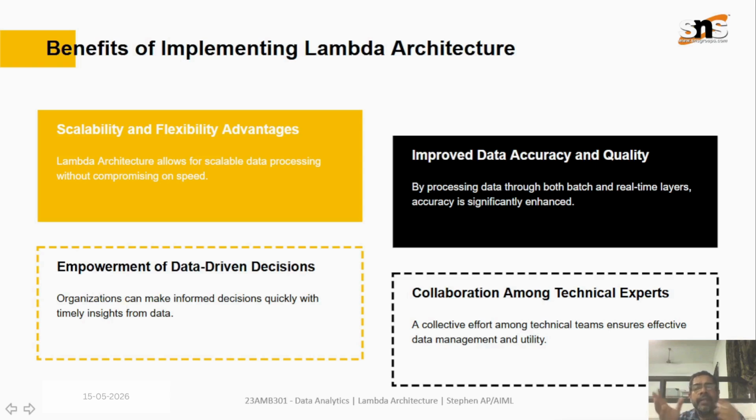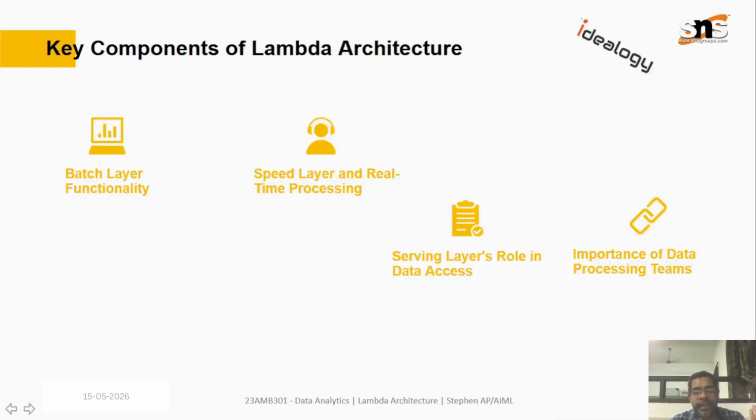It provides good data accuracy and very good quality of outcome, and it gives empowerment in data-driven decisions and is easy to integrate with technical experts also. Okay, so now what are the key components of the Lambda architecture?